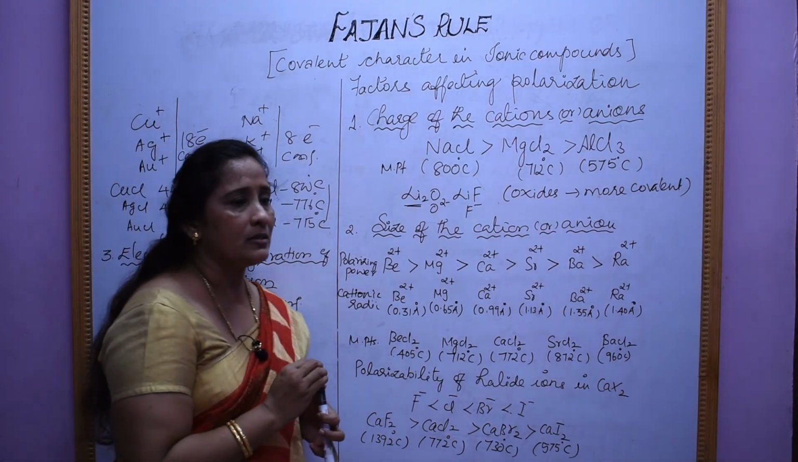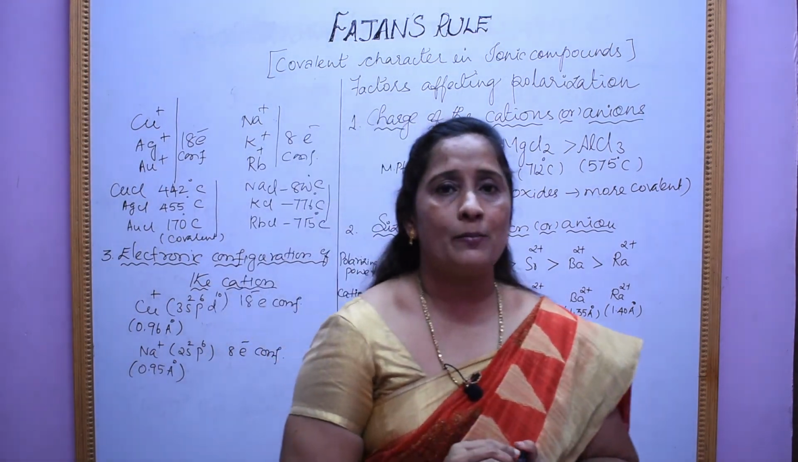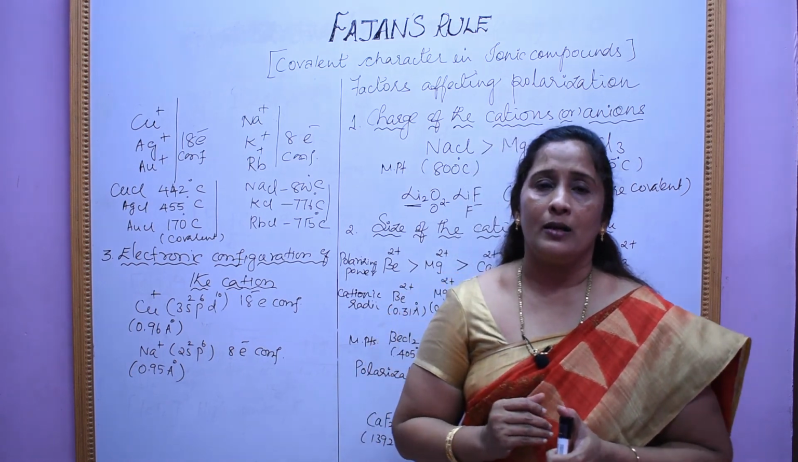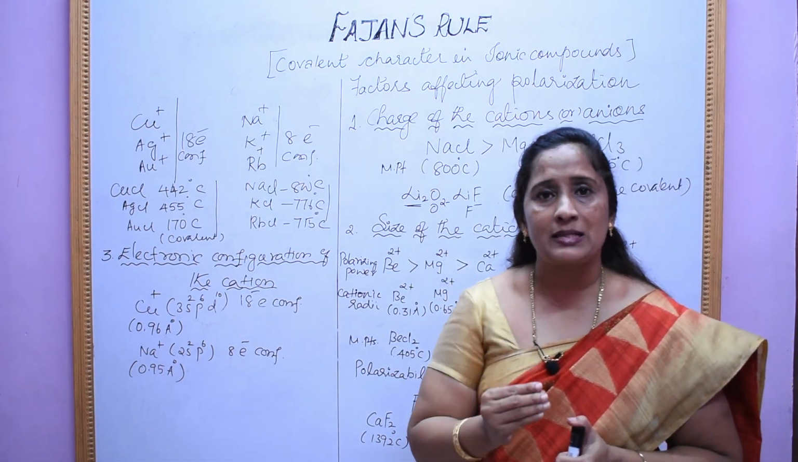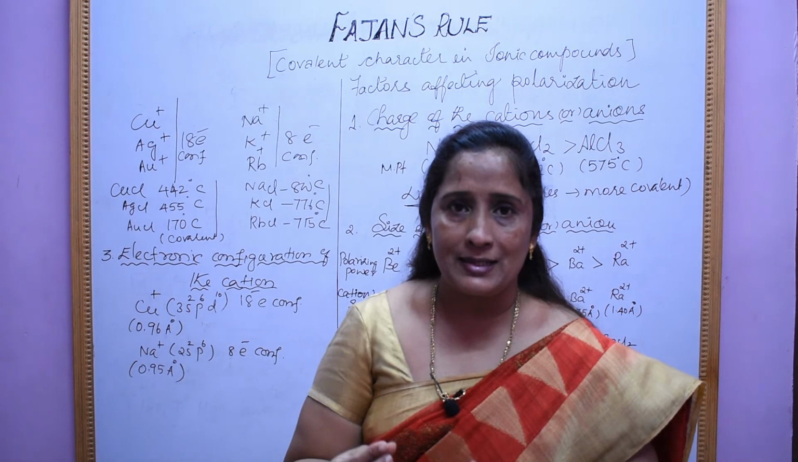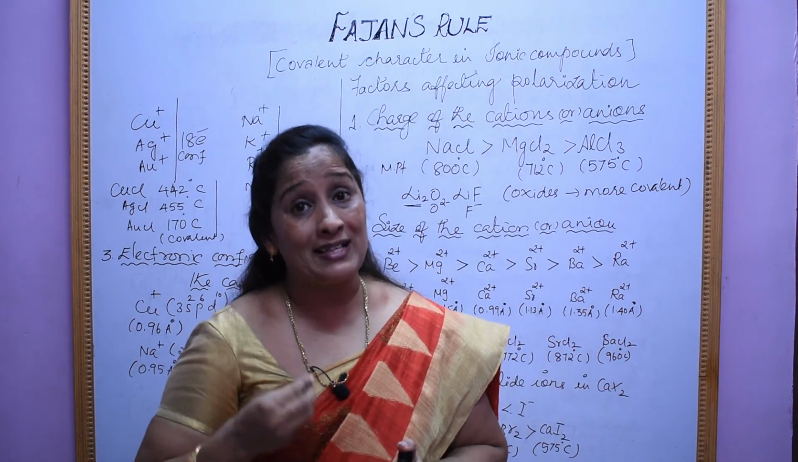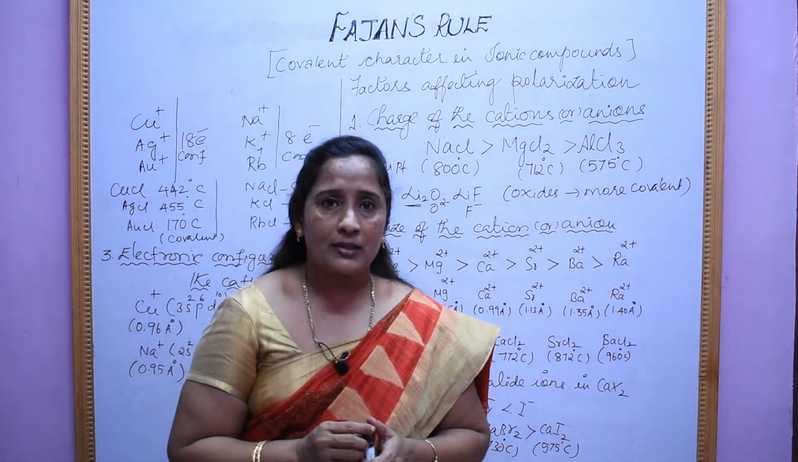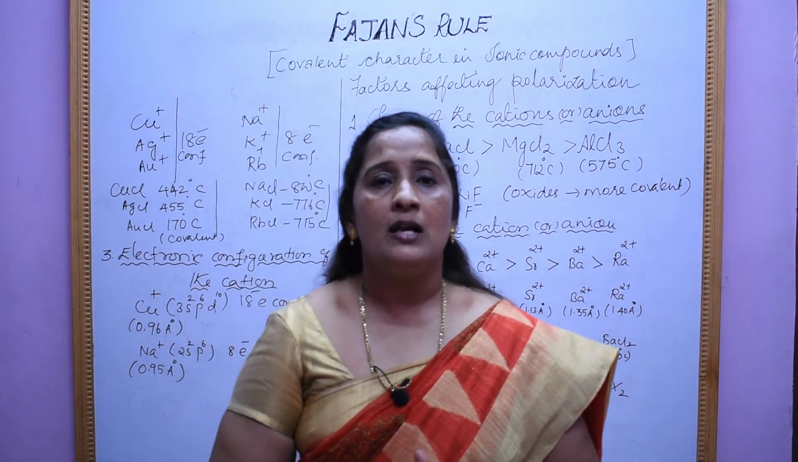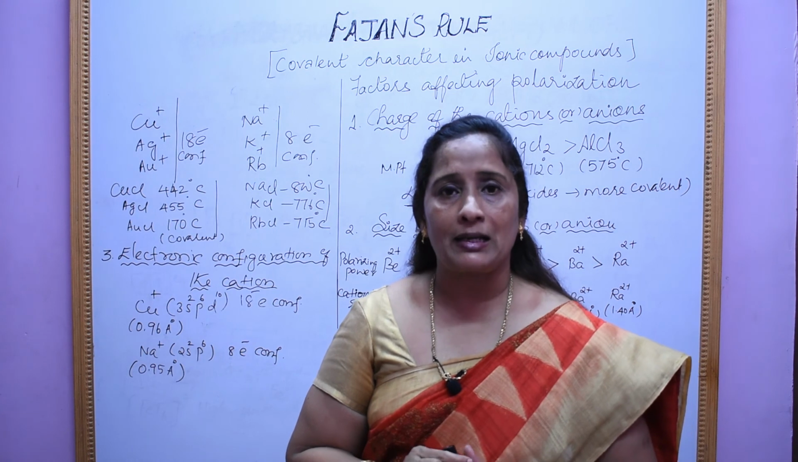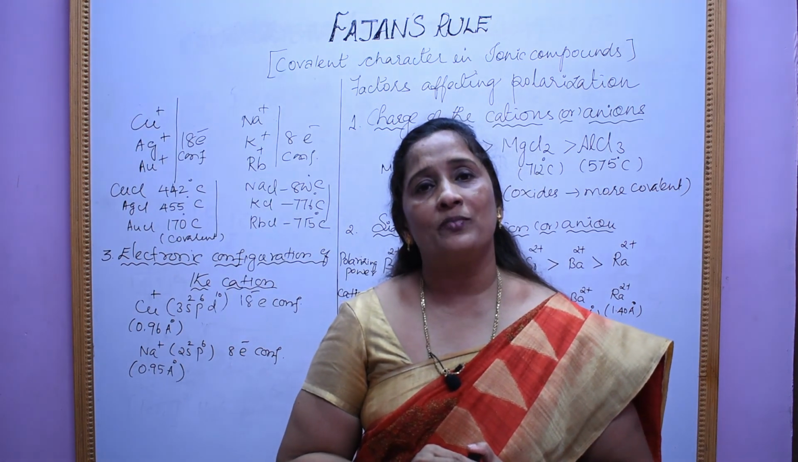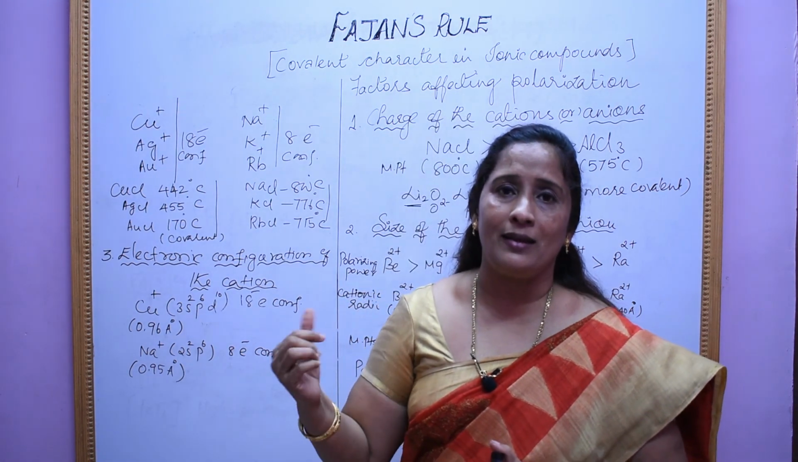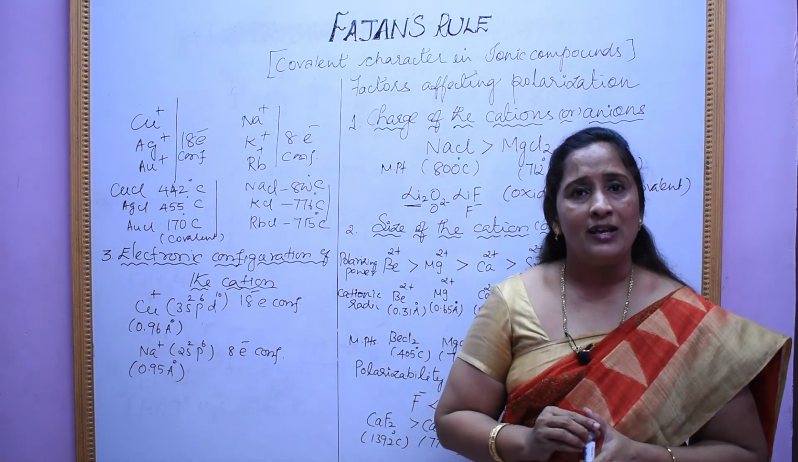So dear students, in this class we have discussed important topics like polarization, polarizing ability and polarizability of anion. Then we have discussed the various factors affecting polarization, such as the charge of the metal cation and anion, the size of the metal cation and anion, and the electronic configuration of the cation.